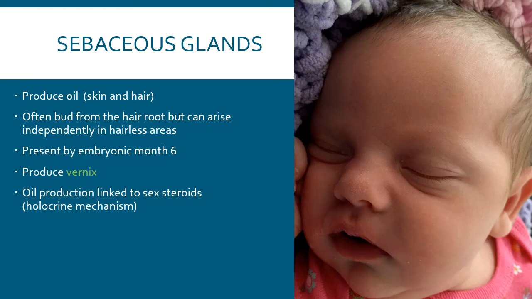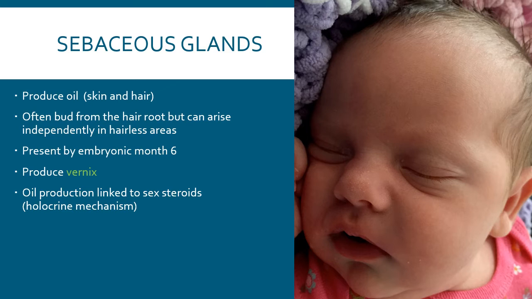Okay. Sebaceous glands are responsible for producing oil and are often associated with the hair, and of course with the skin. Often they bud from the hair root, but they can arise separately. So you can have oil-producing glands associated with hairs and those that are just on the skin. However, they're usually present by about month 6 during embryonic or fetal life. They are also responsible for producing vernix.